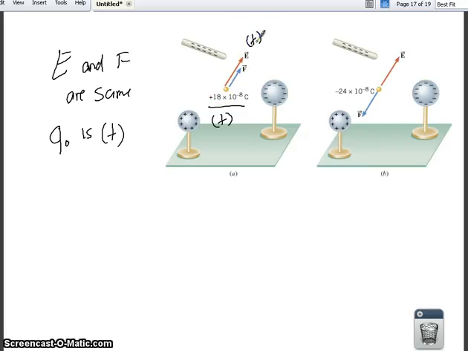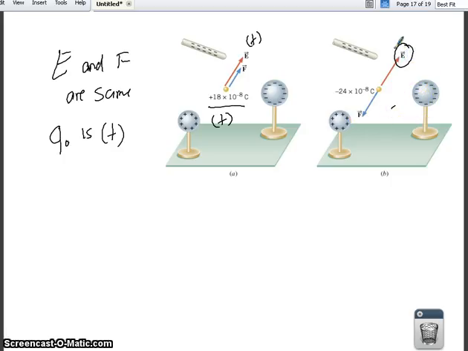What if the test charge was negative? What if the charge was negative? Well, the force now is going to be in the opposite direction because this one's going to push it away, this one's going to push it away, this one's going to gather it near it. So it's going to be in the opposite direction, despite the fact that the field is in the same direction.